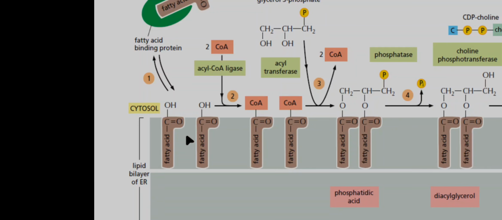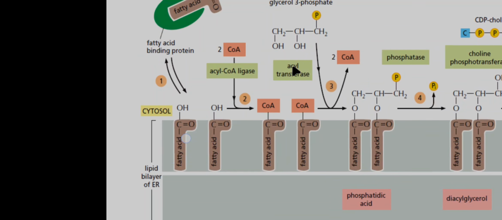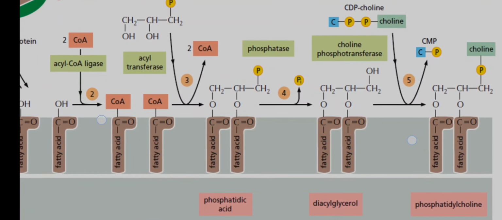Fatty acids from the fatty acyl CoA are esterified to the phosphorylated glycerol backbone. Here you can see glycerol 3-phosphate. From that, fatty acids are esterified, forming phosphatidic acid. See here, the 2 CoAs are removed with the help of acyl transferase, and the glycerol backbone is attached to the fatty acids. The molecule is known as phosphatidic acid.